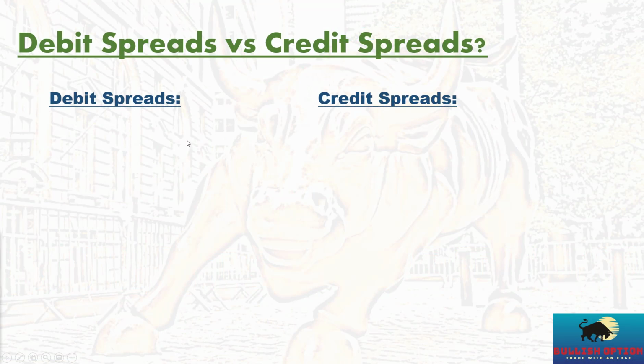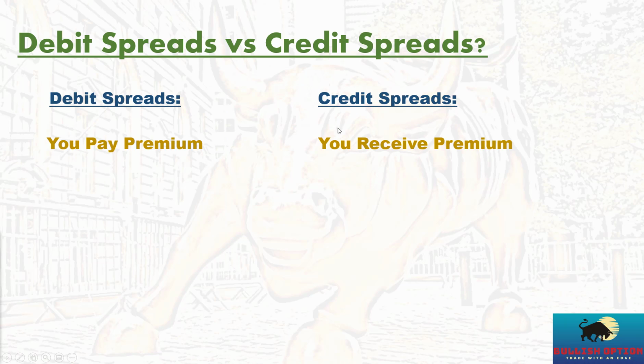Hello friends, in this lecture let's look into what is the difference between credit spread and debit spreads. So credit spread and debit spread are different in several ways. First, when you open a debit spread trade, whether it's a call debit or put debit, you pay a premium, something you have to pay to open the position. Whereas in case of credit spread, you receive premium.